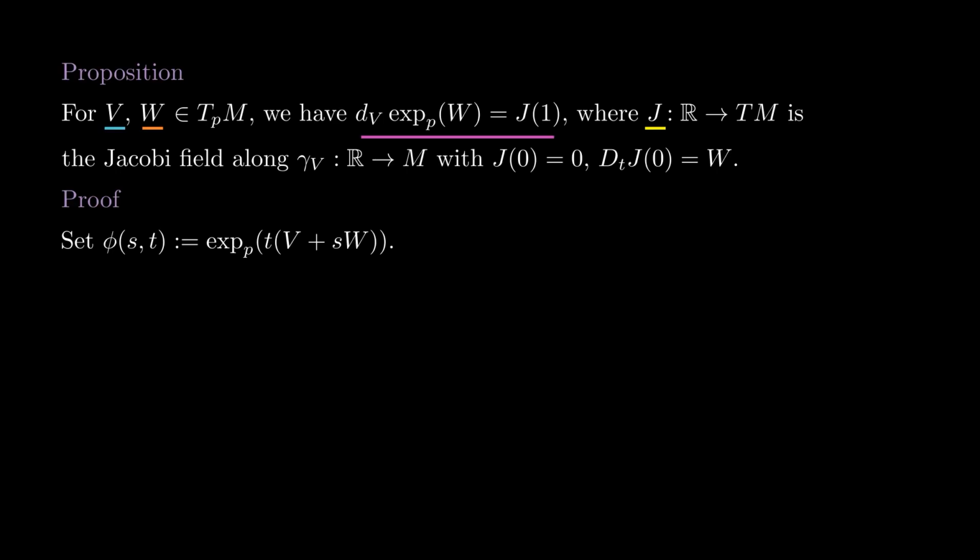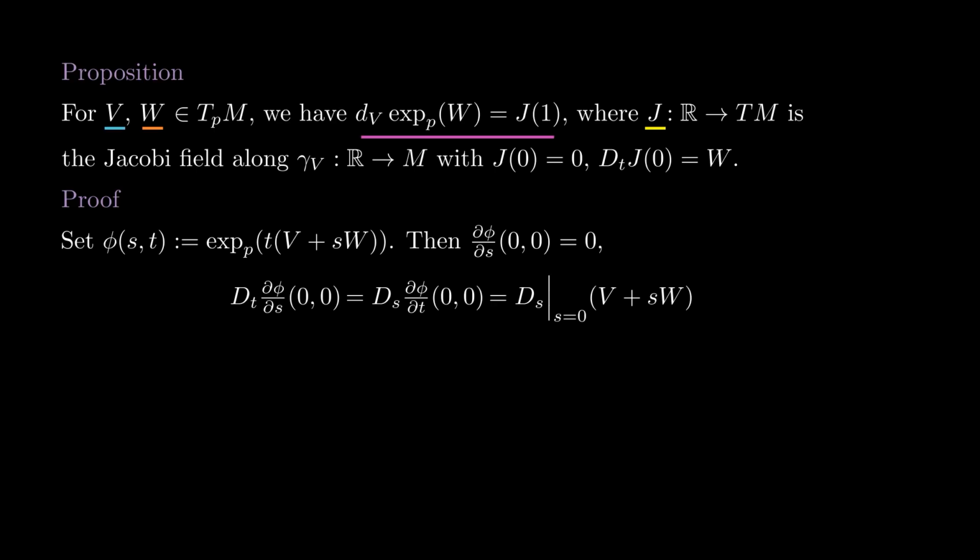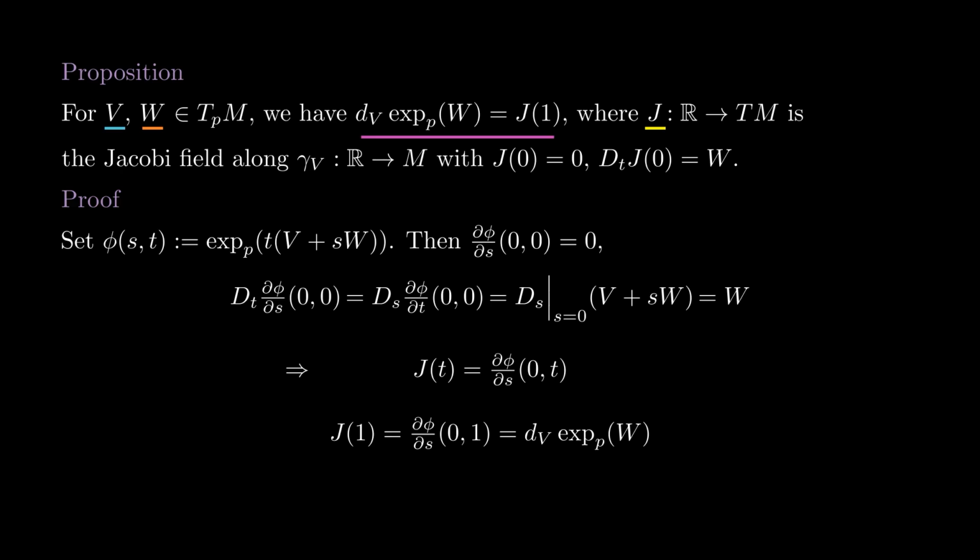When t is 0, phi is constant, so partial phi partial s at 0 is 0. Also, D_t partial phi partial s is D_s partial phi partial t, which is the covariant derivative of v plus sw. This means that J is the vector field associated to this variation. On the other hand, by the definition of differential, J(1) is precisely d(exp_p)_v of w.